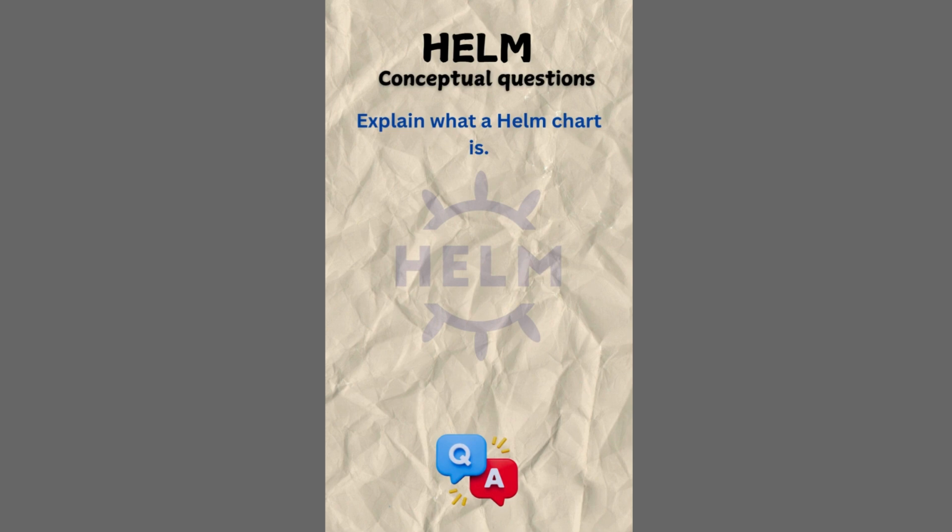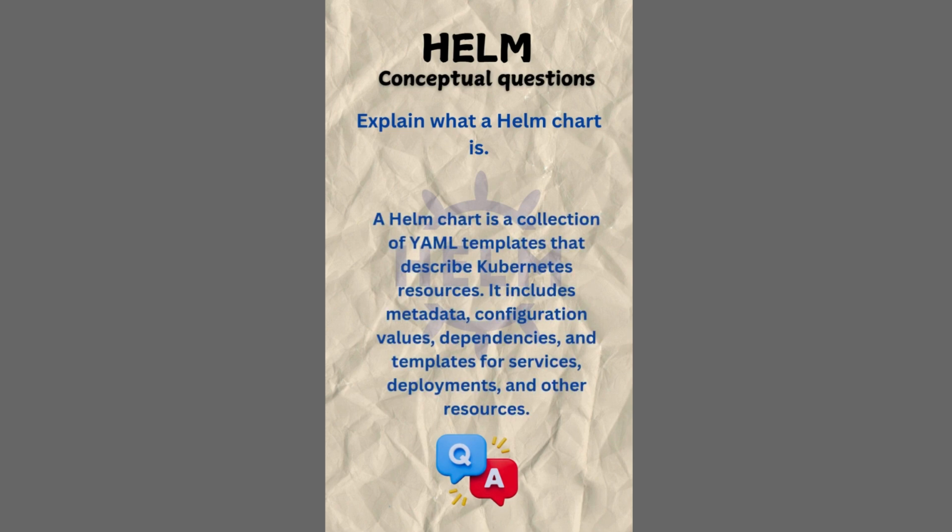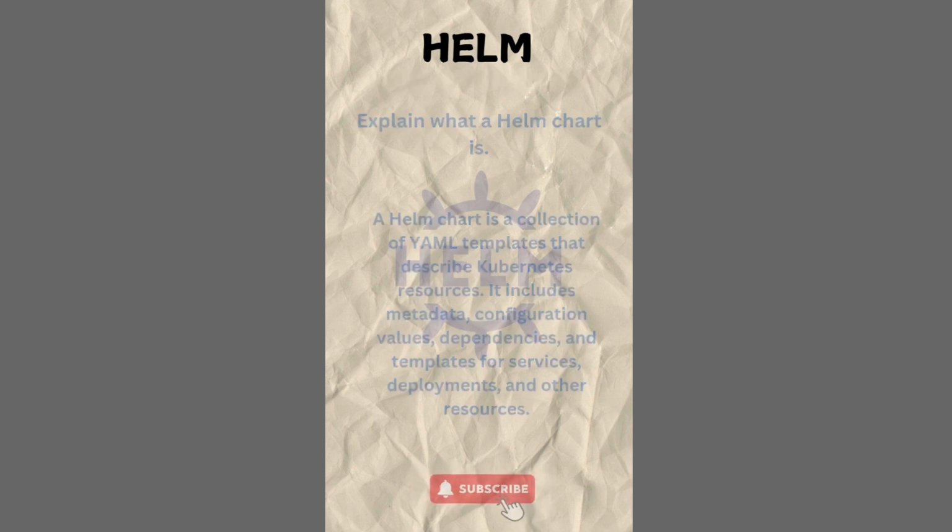Explain what a Helm chart is. A Helm chart is a collection of YAML templates that describe Kubernetes resources. It includes metadata, configuration values, dependencies, and templates for services, deployments, and other resources.